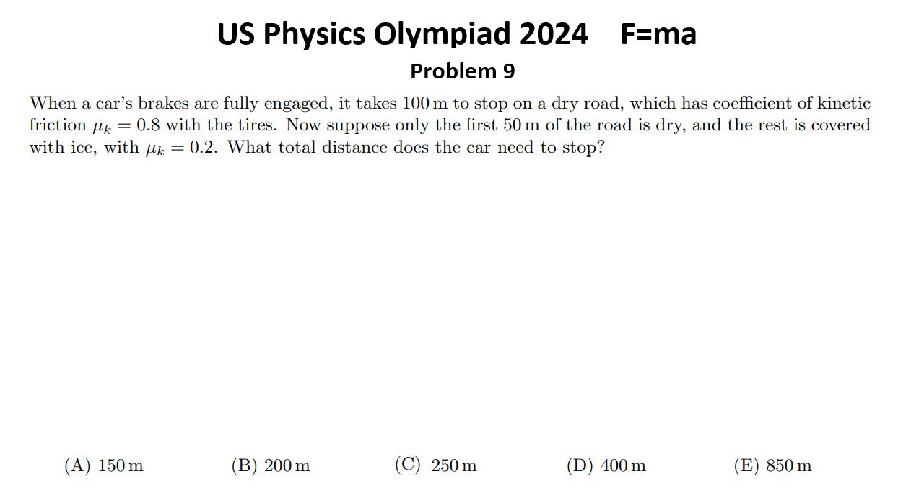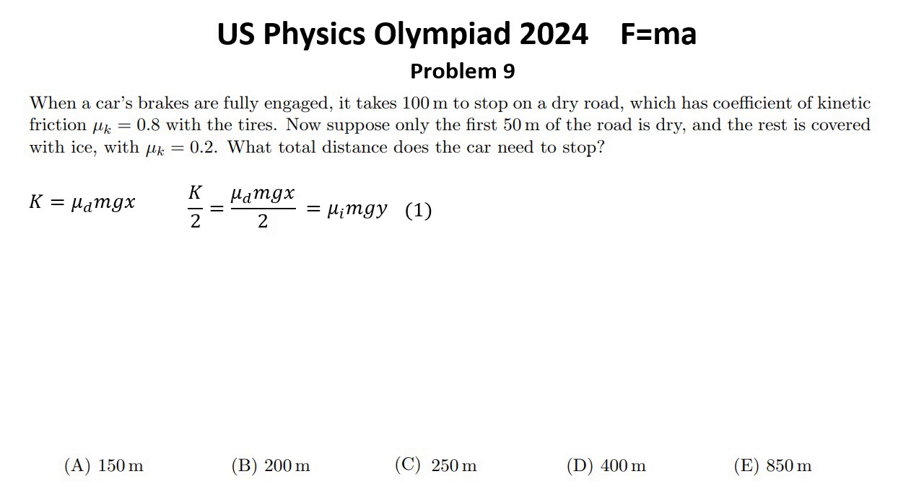Solution to problem number 9. When the road is dry, the work done on the car by friction is equal to mu_d mgx, where mu_d is the coefficient of friction with the dry road and x equals 100 meters is the braking distance. This work should be equal to the car's initial kinetic energy K.